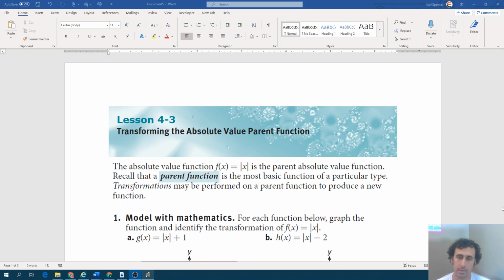Hello and welcome back. Today we're going to be looking at lesson 4.3. We're going to be looking at absolute value functions and actually the transformation of functions. Now this is going to be a really important topic.